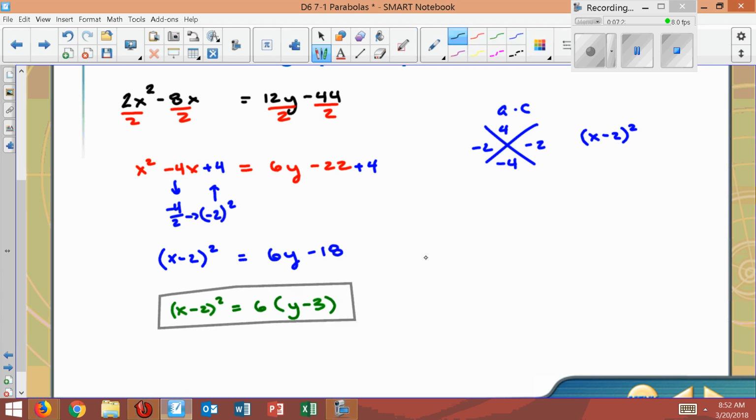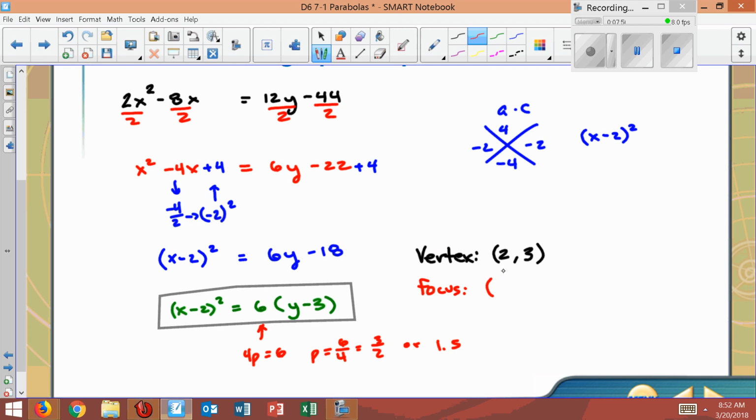And so if I need to find all my information, my vertex, I can now easily find. It would be right 2 units, it would be the opposite there and the opposite there, up 3. My focus, I could find that by taking this value, saying that 4p equals 6. That means p equals 6 over 4, which could reduce to 3 over 2. Or we could say that is 1.5. And so 1.5, it's next to the y. So it'll affect the y value. Since it's positive, it'll add to it. So I'd have 3 plus 1.5 is 4.5.